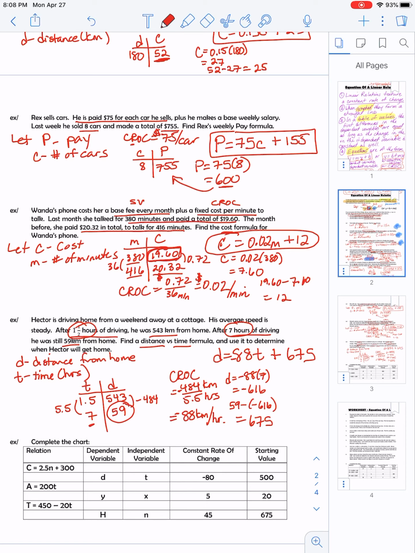Okay, so that one was a tough one actually. That can either be written like that, or you could say, all right, he started out 675 kilometers from home and he got 88 kilometers closer to home every hour. Either one of those two equations would work. Okay, I'm going to stop there. I've got one more video to do this last example, and I'll be right back.